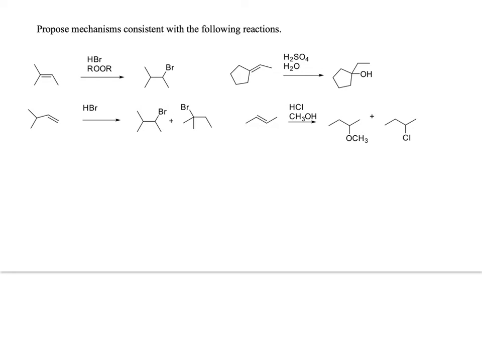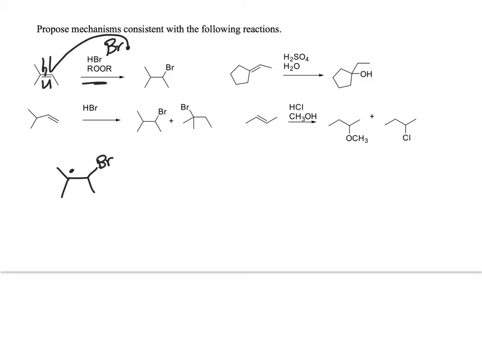Propose mechanisms consistent with the following reactions. So the first one here uses HBr and peracid, so that generates the bromine radical. Bromine adds to the carbon, and then these electrons split to give the more substituted free radical.